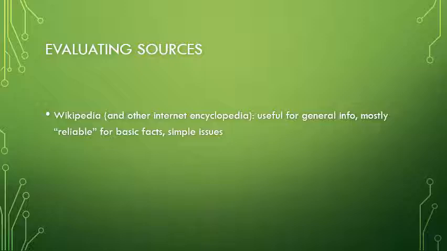So while you actually shouldn't use Wikipedia or other internet encyclopedias as sources, especially at the level of a college paper or above, they can help provide you with information to get started and point you into other areas, and to other sources, that will be more fruitful for your research.